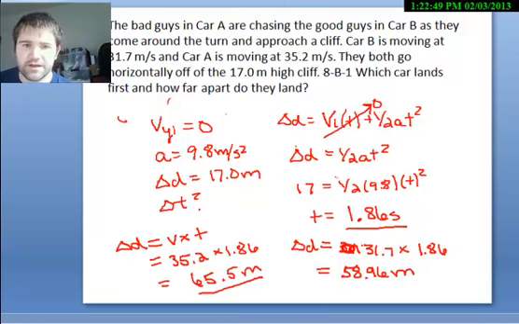So we're not quite done. They said how far apart do they land. We take the two distances and take 65.5 minus 58.96, and we get 6.5 meters is how far they'll land apart.